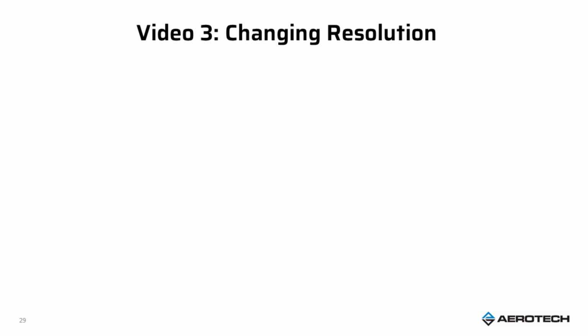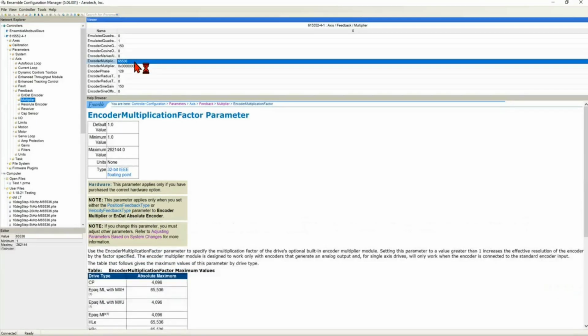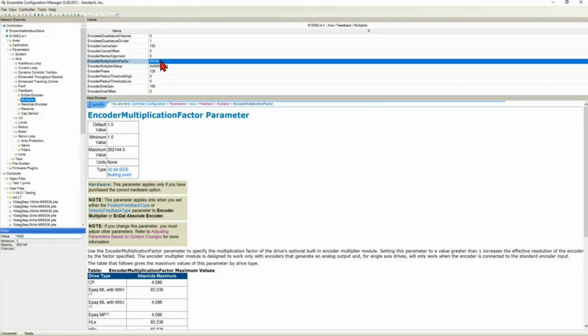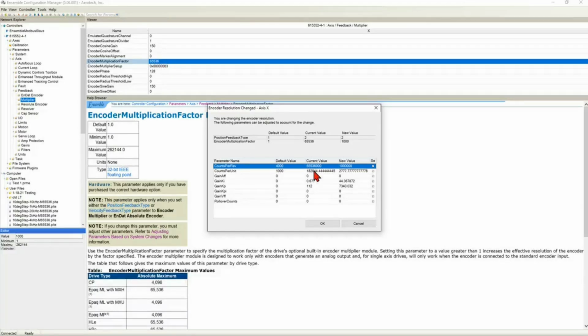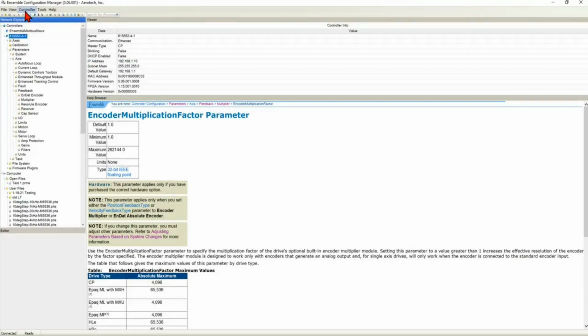Okay, here's a quick video on changing resolutions. Now that we have the equations to change the parameters based on changing the resolution, I have opened the configuration manager. I have the encoder multiplier set to 65536, and I'd like to lower the resolution, so I'm going to change the multiplier to 1000. Some controllers will build those formulas in for you, so when you change the resolution, it automatically will change the gains that are necessary. So I can accept those, and then I'll need to go ahead and send those to the controller and commit them into memory.